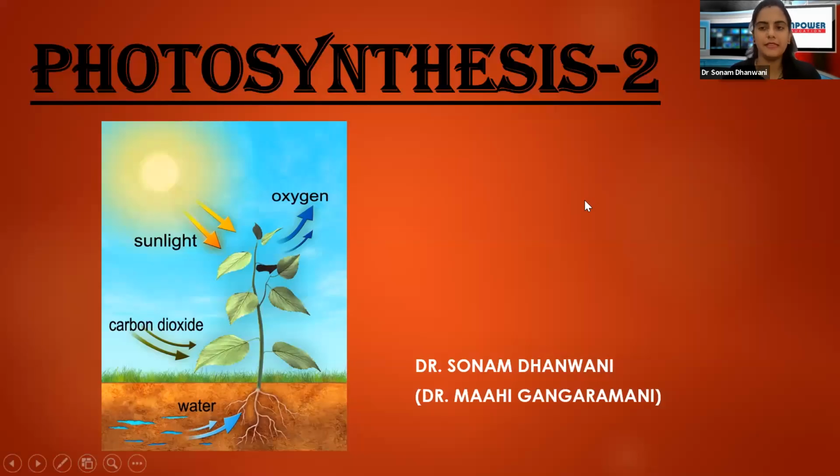We've seen the basics that plants take in carbon dioxide in the presence of sunlight, and they give us oxygen and energy in the form of glucose. So we have seen a gist of what is photosynthesis.